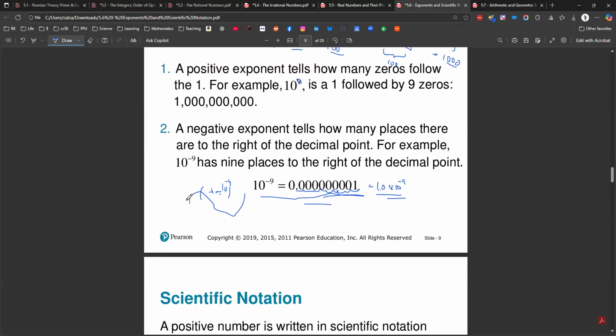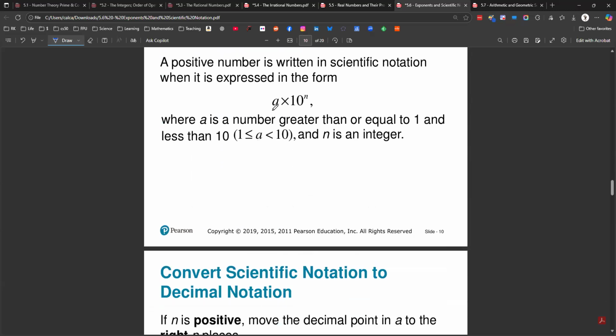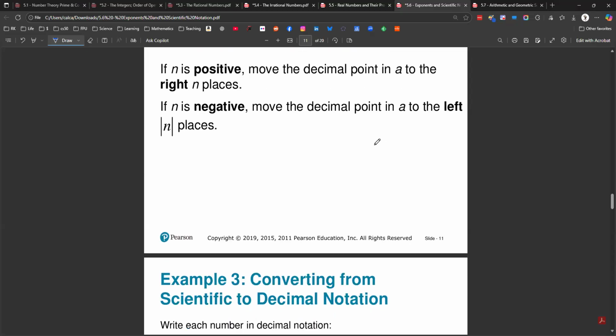Okay. All right. So let's explore this a little bit. A positive number written in scientific notation can be expressed in the form A, the numerical value, times 10 to the n, where n is an integer, just like in the previous example, we saw it was negative 9. If n is positive, then you move it n places to the right. If n is negative, then you move it n places to the left.